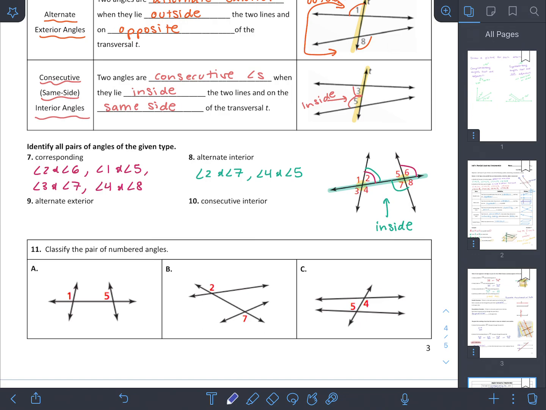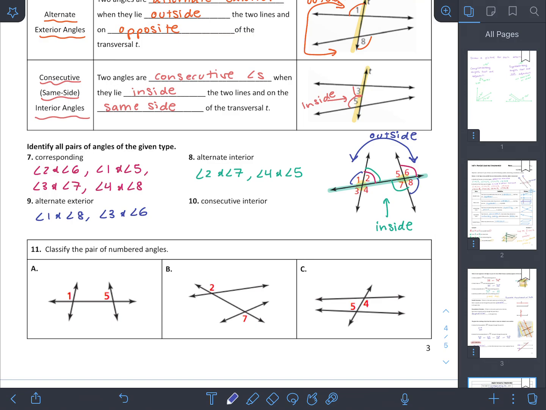Alternate exterior angles are on the outside. That's the exterior of those two lines. And again, they're on opposite sides. So we could do angle 1 and angle 8. You could also do angle 3 and angle 6 as your alternate exterior angles.